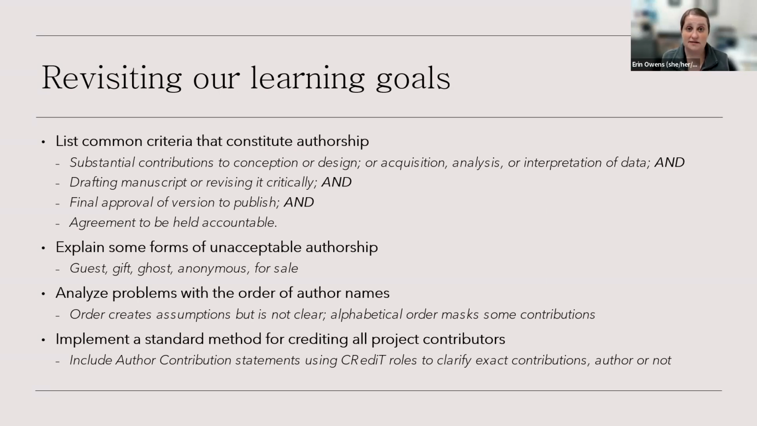We discussed some forms of unacceptable authorship, such as guest, gift, ghost, anonymous, and for sale authorship. We analyzed some problems with the order of author names, recognizing that order can create assumptions, but doesn't really make contributions clear, and that relying on alphabetical order can mask some contributions. And finally, we discussed the option of a credit statement, as something you as an author can choose to include in your paper to transparently describe what kinds of contributions and how much of those contributions each researcher provided to the project.